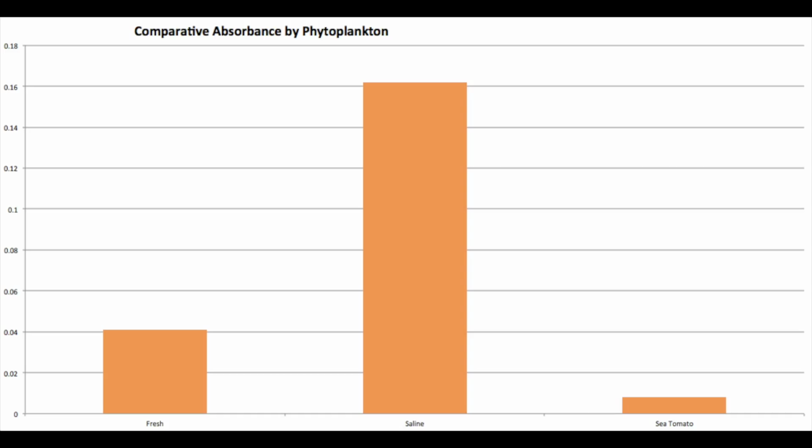Here we can see the saline lake has the highest number with 1.162 absorbance. Next is the fresh lake with 0.041 absorbance. Finally, we have the sea tomato lake with 0.008 absorbance.